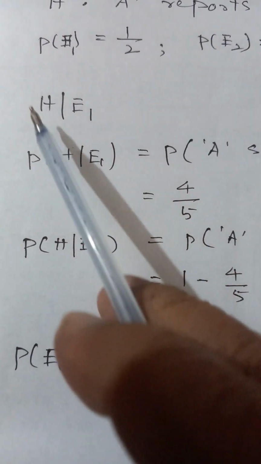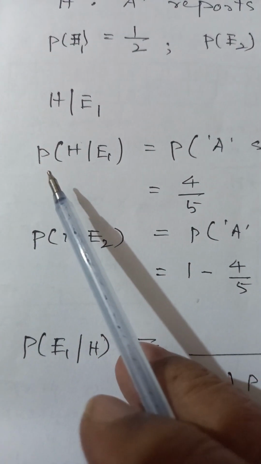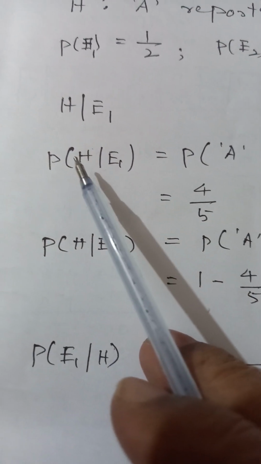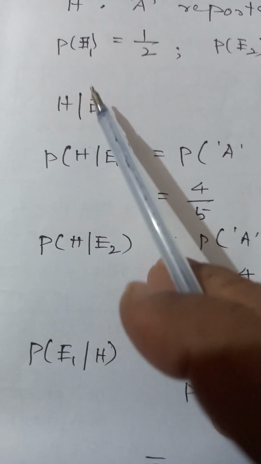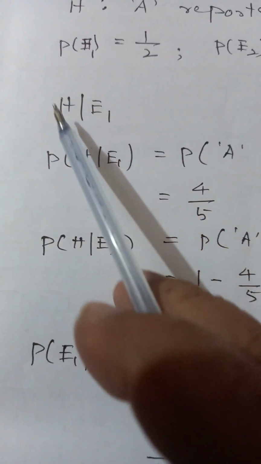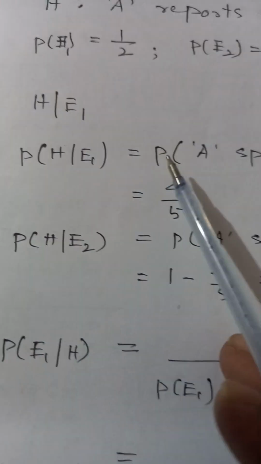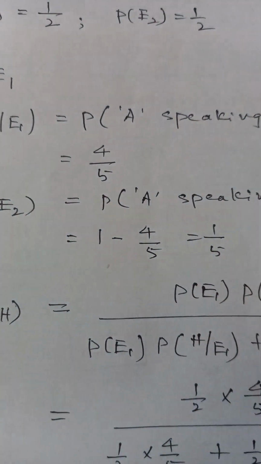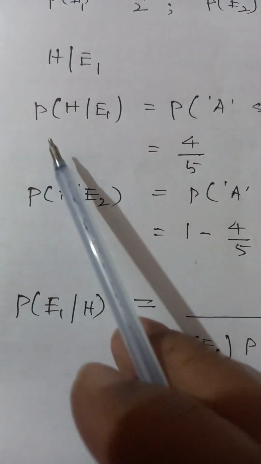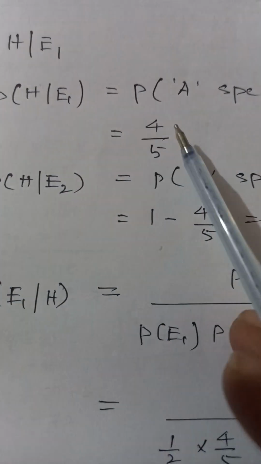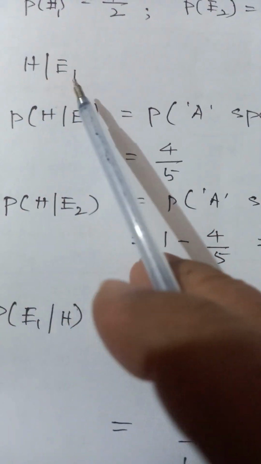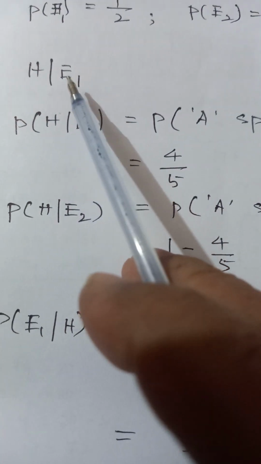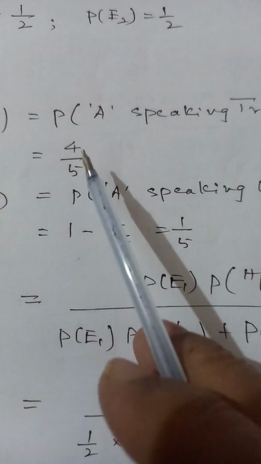And now we have to find out the probability of this. Probability of H bar E1. And we know what is the meaning of this. So, A reports head appears when actually head appears. That is, he is speaking the truth. What is the probability of speaking truth? 4 by 5. So, probability H bar E1 is 4 by 5. The probability of his speaking the truth is 4 by 5.